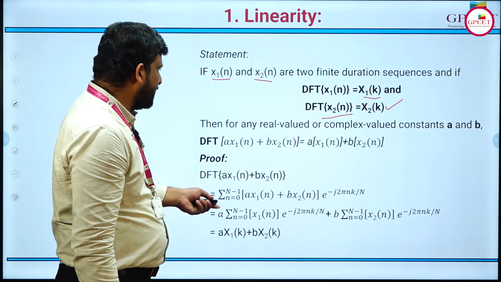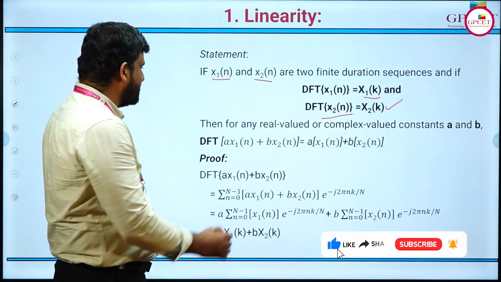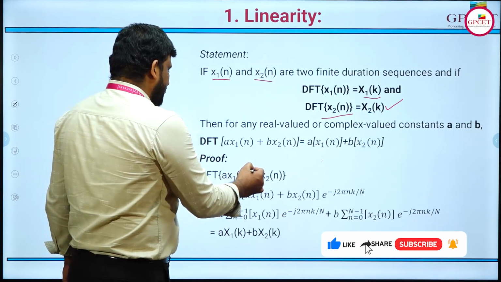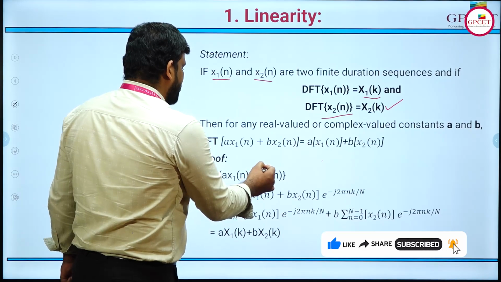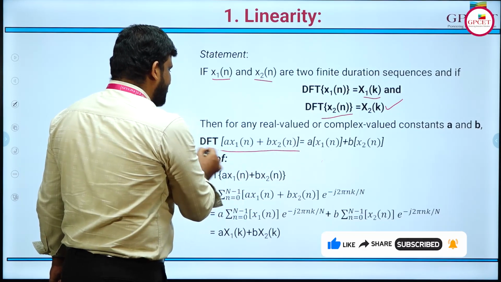Based on this, we will now prove it. I am considering the DFT of a x1 of n plus b x2 of n, by considering this RHS.